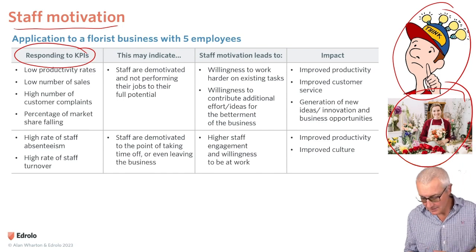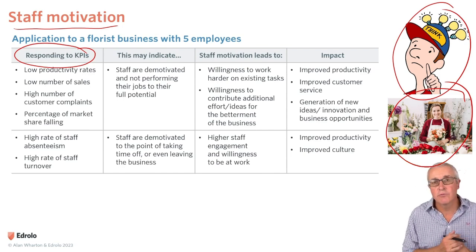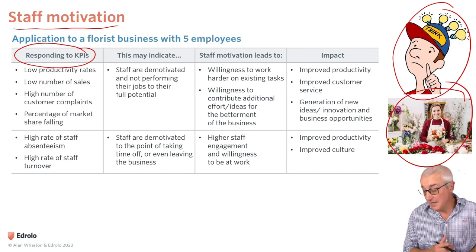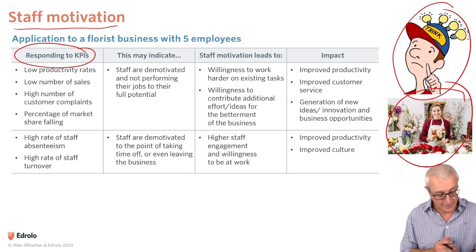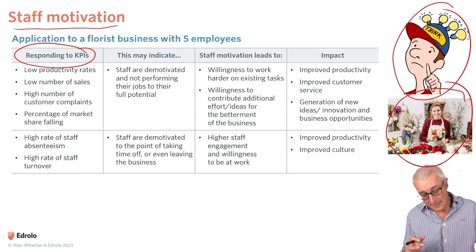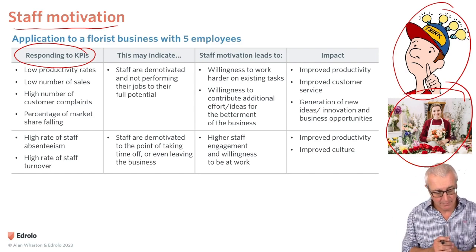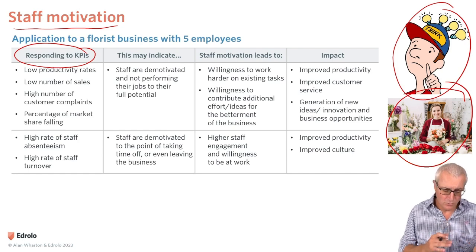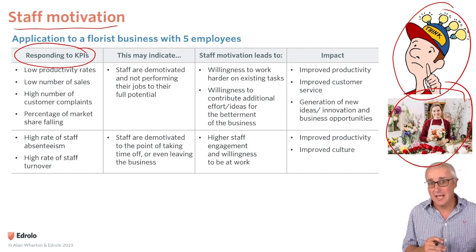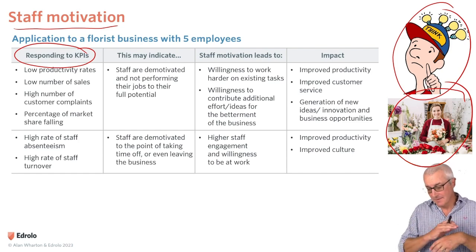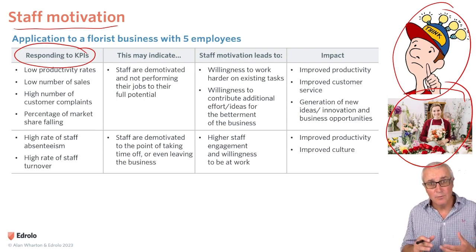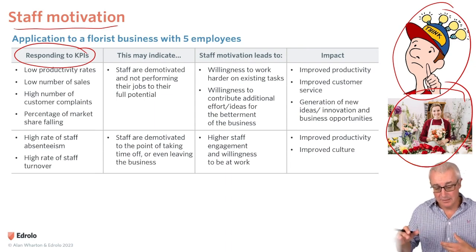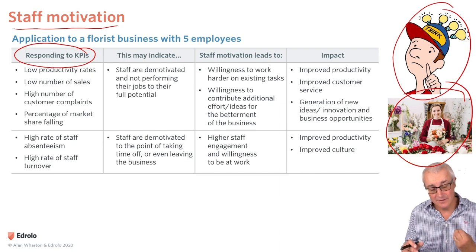So let's pretend that in our florist business, we've got low productivity rates. We're not producing many bouquets of flowers per hour. We've got a low number of sales. Customers aren't buying our flowers. The flowers that we are sending out there, we're getting a high number of customer complaints coming back. And we're finding also that the percentage of market share in the florist industry is low and falling. We're losing sales to our competitors.